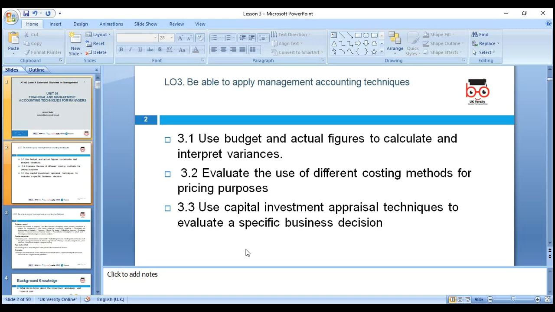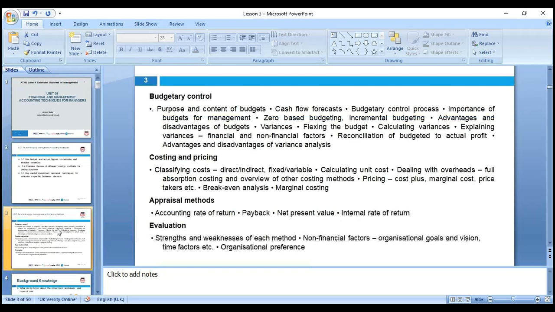Okay, so today we'll go through LO3, learning outcome 3, be able to apply management accounting techniques, and we have three assessment criteria. This LO will be based on two lessons, because we can't cover everything in this lesson, so we'll do one extra lesson as well. Any question? No.